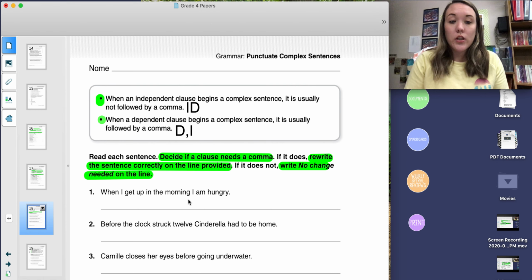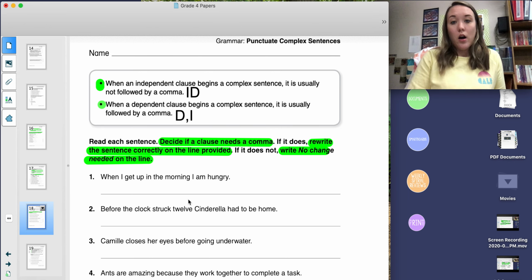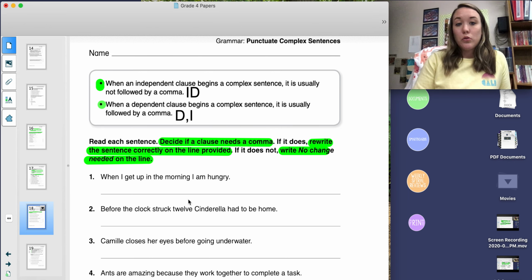Your next page is page 18. And we are going to be practicing punctuating complex sentences. The box at the top says, when an independent clause begins a complex sentence, it is usually not followed by a comma. When a dependent clause begins a complex sentence, it is usually followed by a comma.